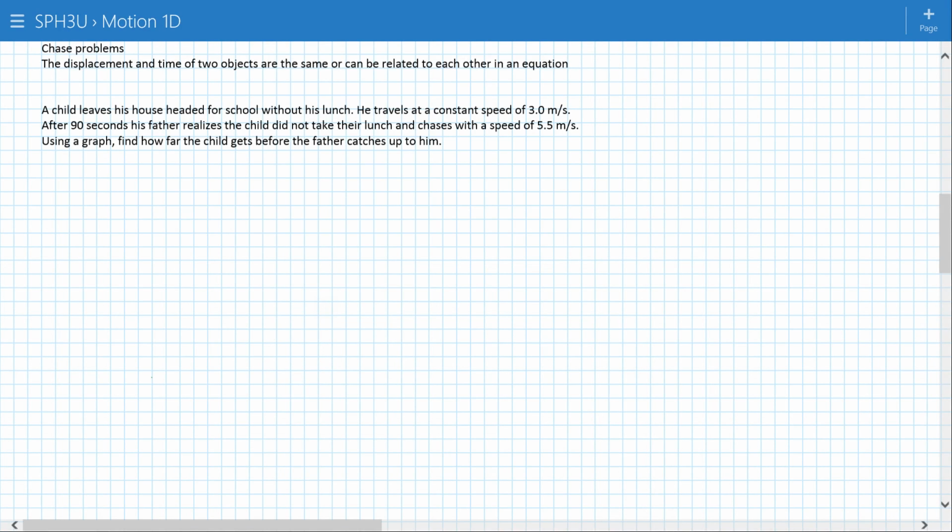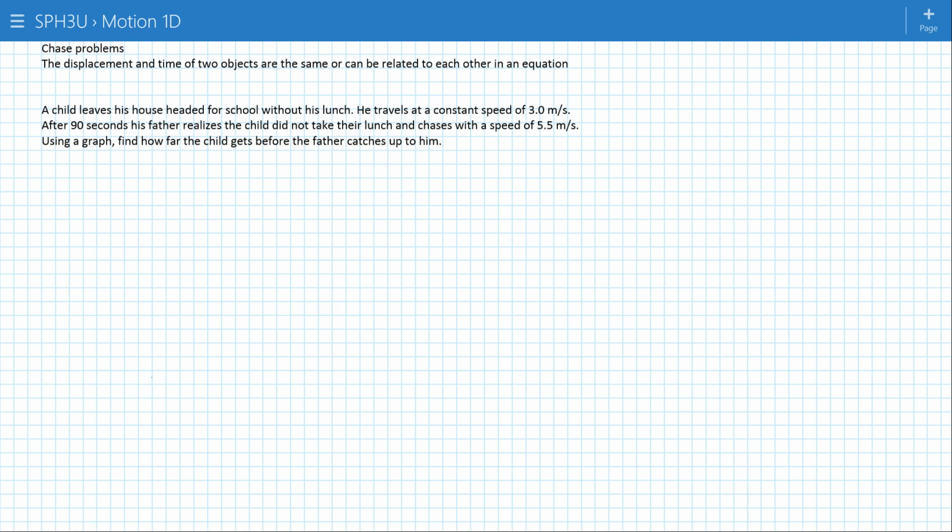Okay, doing a second video here on chase problems. I thought the first one was getting long enough. This is a situation where we have two objects that are covering a related amount of distance in a related amount of time. What's very common in these situations is that they actually are covering the exact same distance over the exact same amount of time, and you can imagine this is like one object is trying to catch the other object. That's why we call it a chase problem.